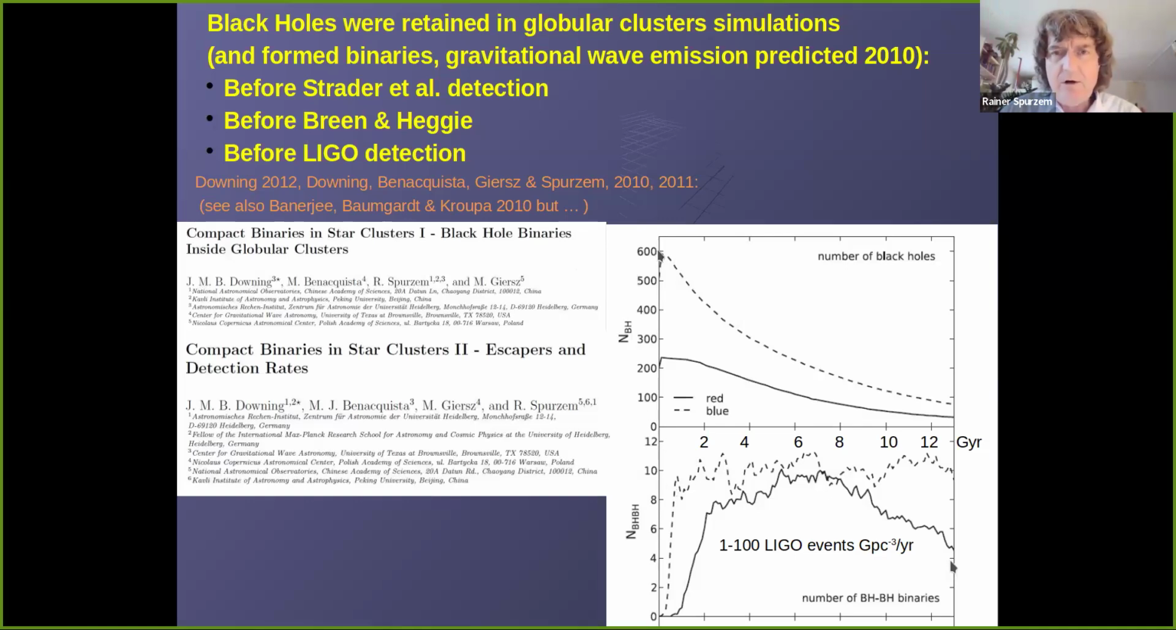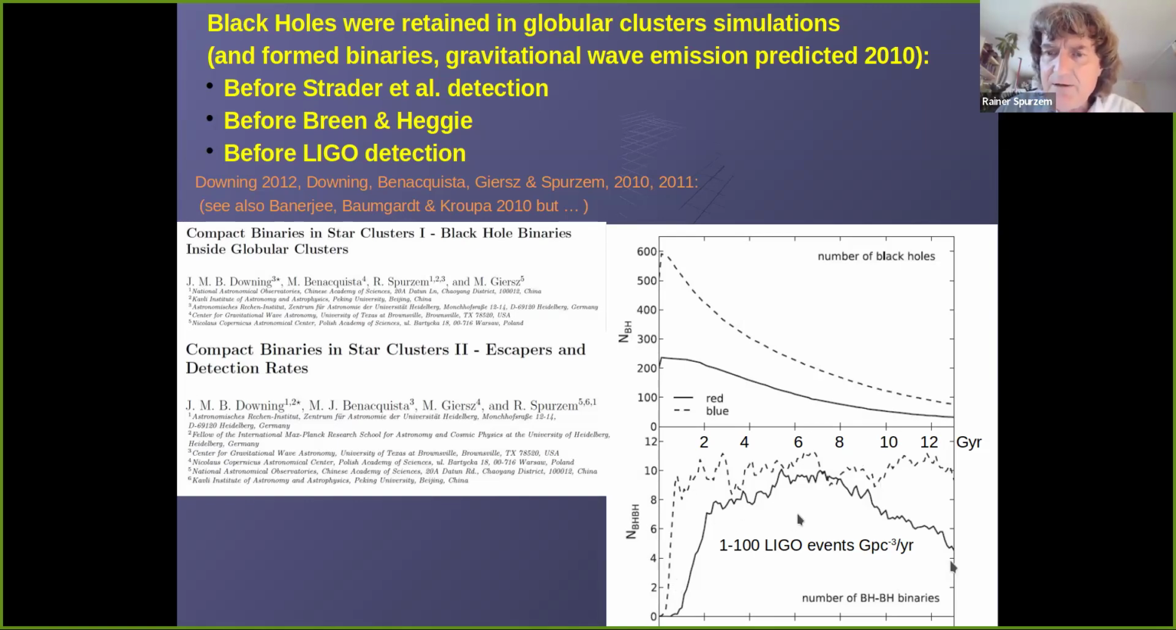published, and I think it's quite often cited, that in these globular clusters, here we have the number of black holes as a function of time, here from 0 to 12 gigayears, a long simulation, and this is red and blue. I think this is a difference, two models with different initial density, and we have on the order of a few hundred black holes in this cluster.